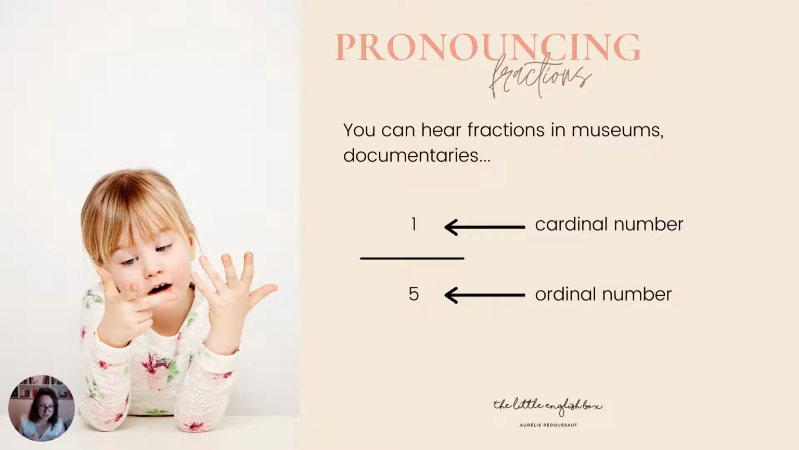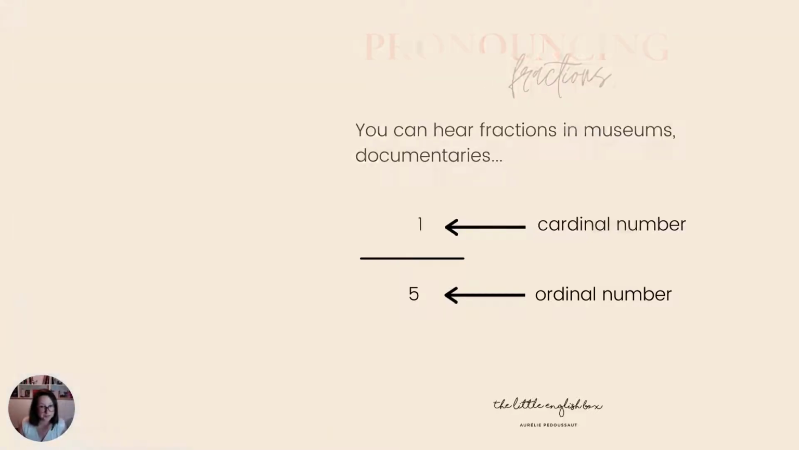And in English, the fraction will be pronounced with cardinal and ordinal numbers. So if you haven't seen the lesson about cardinal and ordinal numbers, I recommend you pause the video here, go back to the beginning of the lesson where you have more about the difference between cardinal and ordinal. So the cardinal number will be simply one and the ordinal will be the one in order. So this will be fifth.